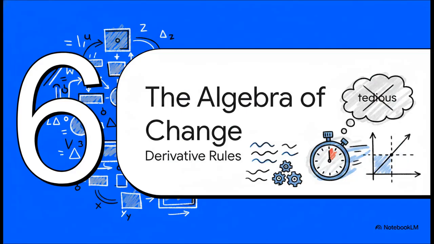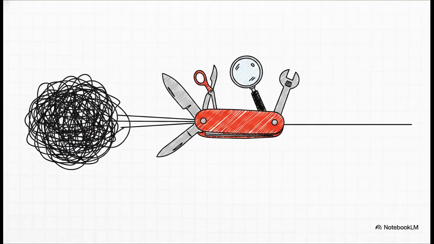And finally, Section 6, the algebra of change, derivative rules. Now, calculating that limit process from scratch every single time would be incredibly tedious, wouldn't it? But once mathematicians established the definition of the derivative, they realized they didn't have to do the heavy lifting manually every time. They discovered consistent patterns. These incredibly elegant rules, like the product rule, quotient rule, and especially the power rule, which tells us that the derivative of x to the power of n is simply n times x to the power of n minus 1. These allow us to rapidly compute the derivatives of incredibly complex formulas with absolute precision and speed.